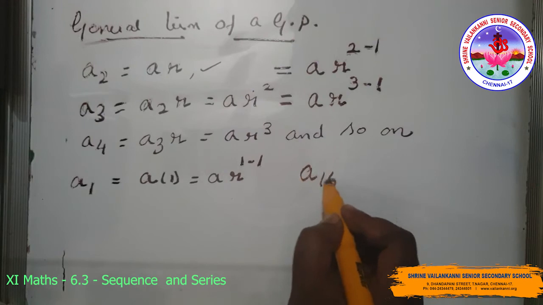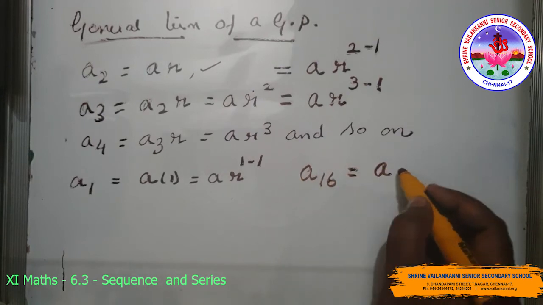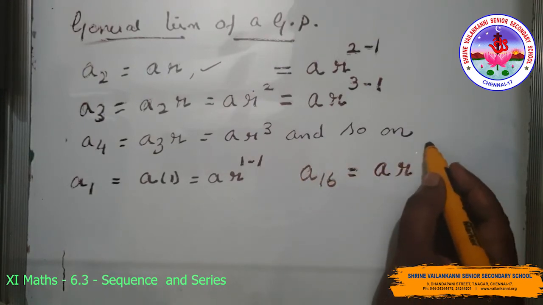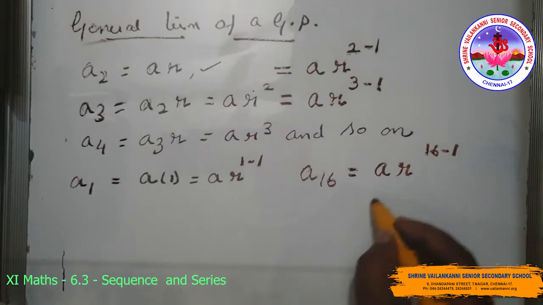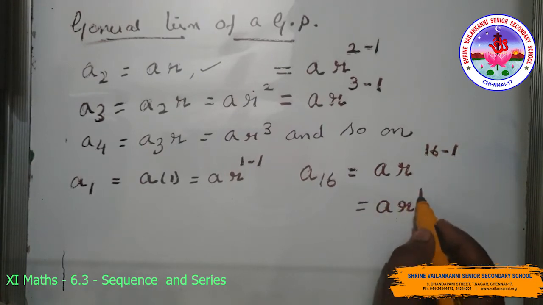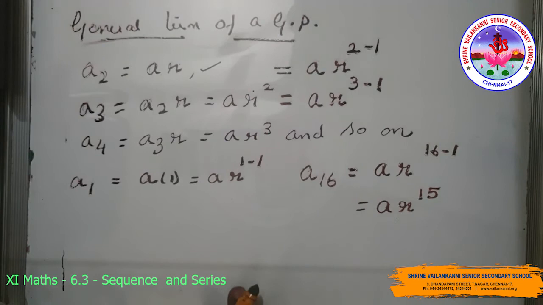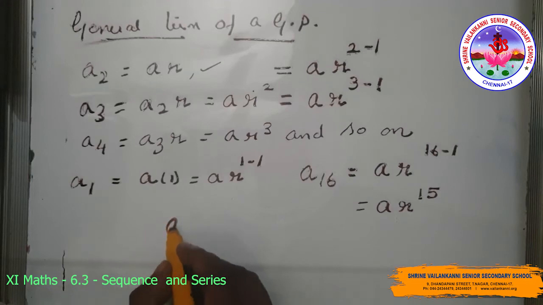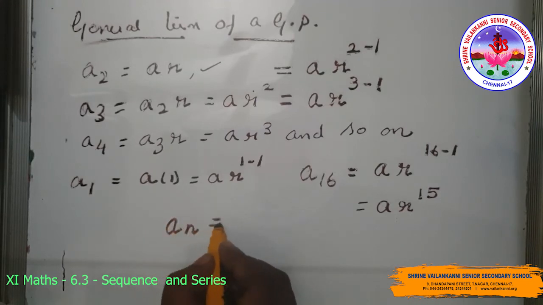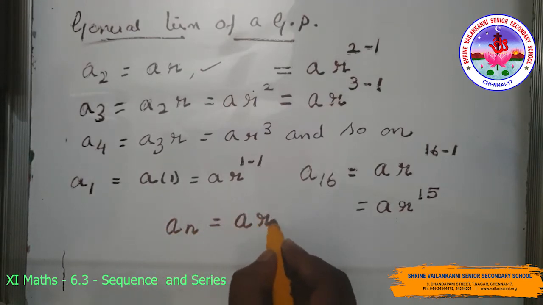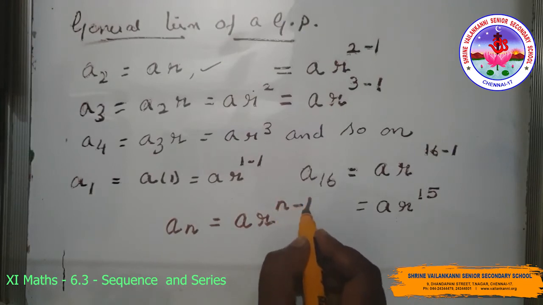The 16th term A16 is equal to A into R power 16 minus 1, which is A R to the power of 15. Therefore, the nth term of a GP is given by AN, which is equal to A R to the power of n minus 1.